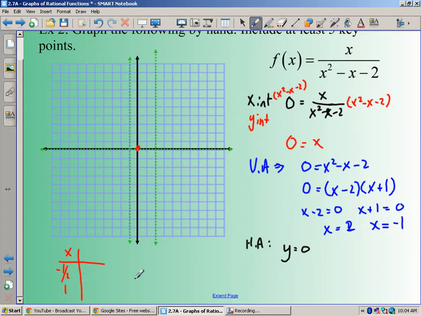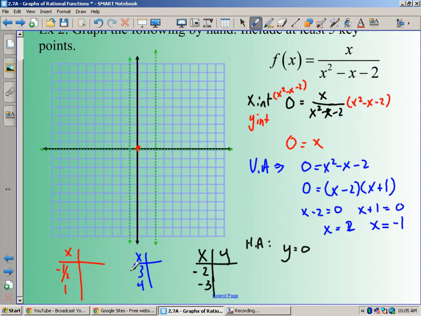I'm going to do this side over here in blue, and so I'm going to pick numbers on the other side of the vertical asymptote, which could be x equals 3 and 4. That'd probably give me a good idea. And then I'll do the last one in black, picking on the negative side, where I've got to go less than -1, which would be -2 and say -3, and those should give me a pretty good idea where my graph is going.